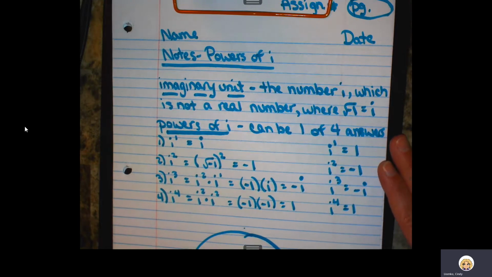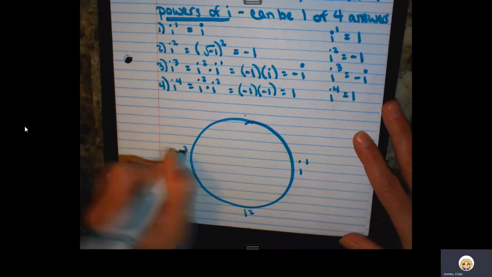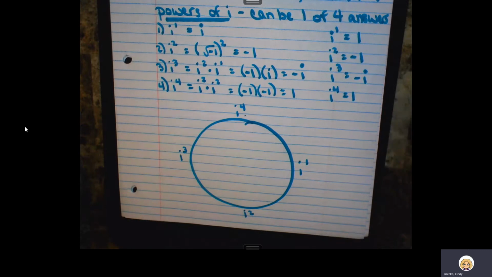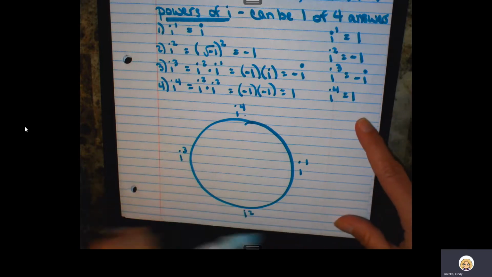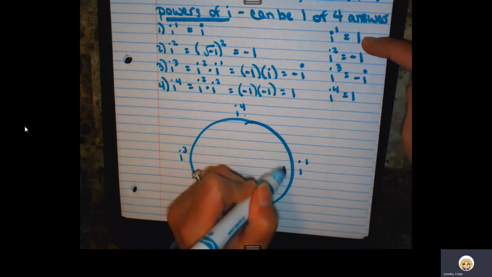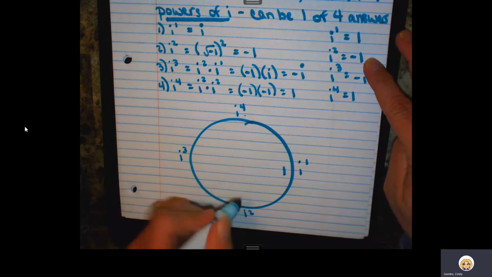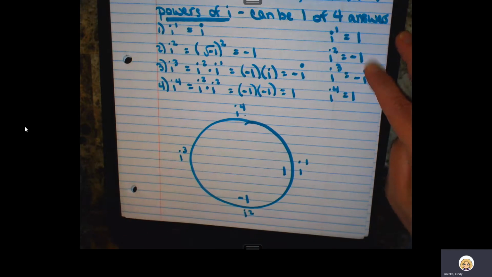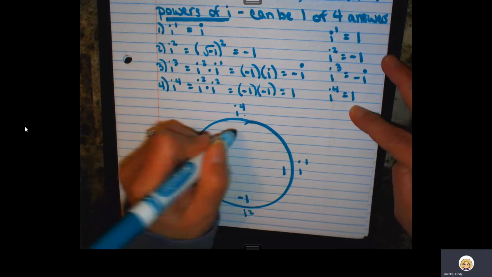And on the outside, I'm going to put i to the first, i to the second, i to the third, and i to the fourth. What's going to happen is every time we add on an exponent, it's like we rotate more and more around this clock. So we know that i to the first is 1, so I'm going to put a 1 inside my clock. I know that i squared is negative 1, so I'm going to put negative 1 inside. i to the third was negative i, and i to the fourth is 1.